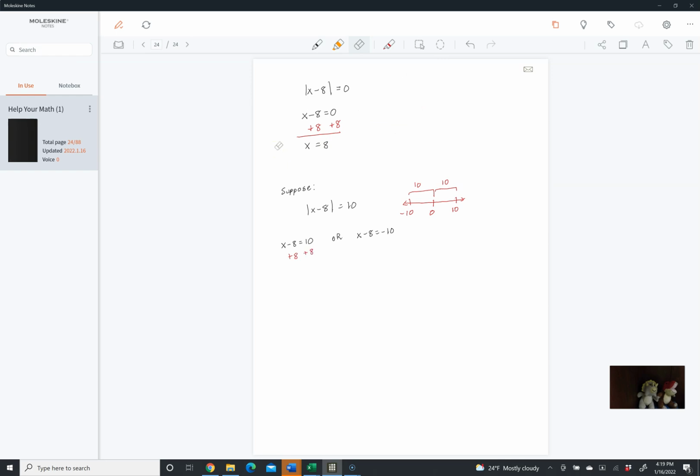Again, here on this side, we would add 8 to both sides, and that gives us x is equal to 18. In the second case, we would add 8 to both sides, and in this case, negative 10 plus 8 is negative 2. So in both of these cases, 18 minus 8 is 10. So we would be over here, and that is in fact 10 units from 0. And negative 2 minus 8 is negative 10, which again is in fact 10 units from 0.